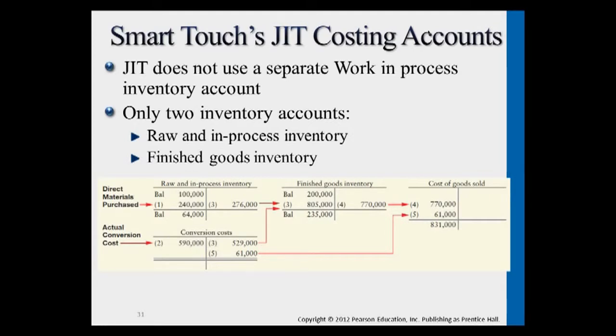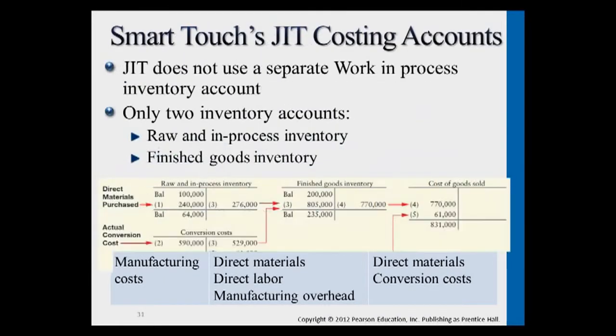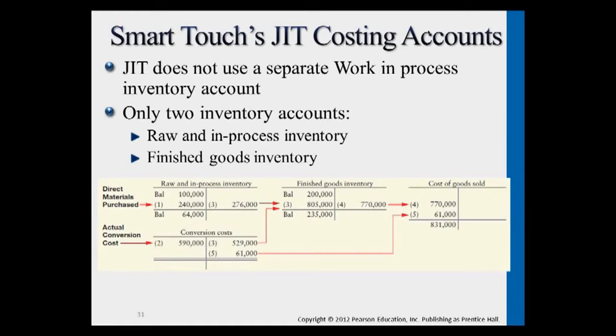So you remember how we just talked that just in time does not separate the work in process inventory account. So we don't really have that. So we're going to use two inventory accounts. What are those? Raw and in process inventory, right? And then finished goods inventory. Do you remember how we mentioned it here? Inventory accounts. Okay, so what does it tell us?